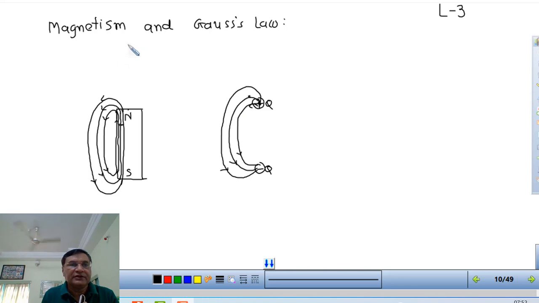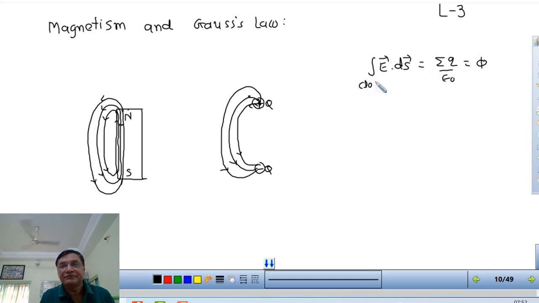So in this lecture we discuss magnetism and Gauss law. In electrostatics we already studied Gauss law. What is that? For electrostatics, the integral of E dot ds equals sigma q upon epsilon naught, or equal to the flux phi. This is for a closed surface.